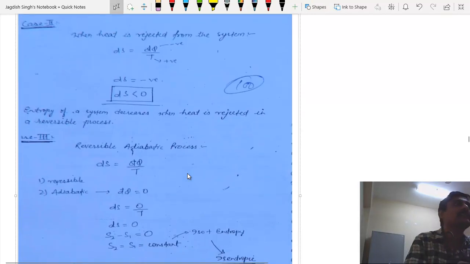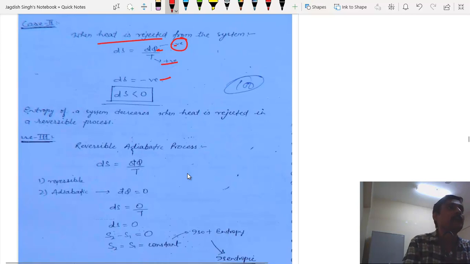Right? When heat is rejected, that means this dQ will have a negative sign, and we know that this temperature is positive. Therefore, this dS will be of negative sign. In this condition, we can say that whenever heat is rejected, the entropy of the system will decrease. Right? This is the third case.